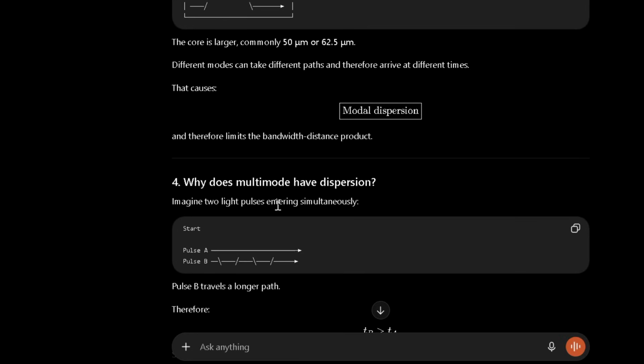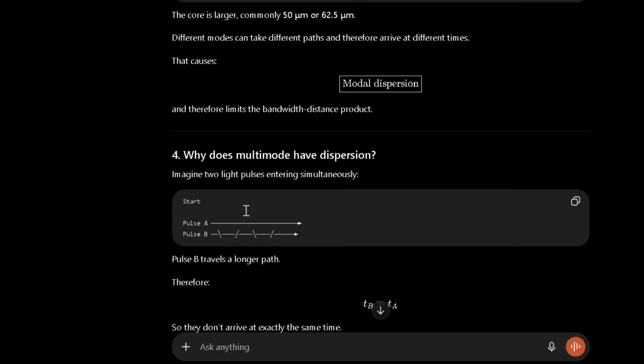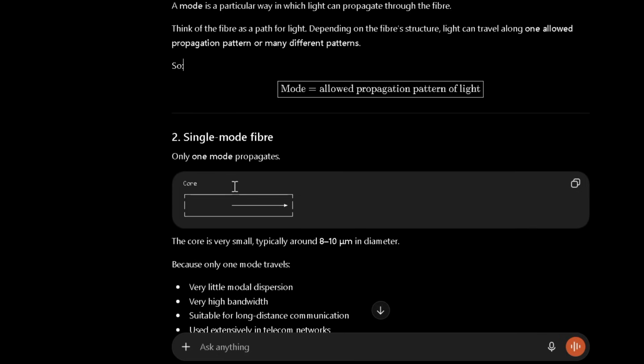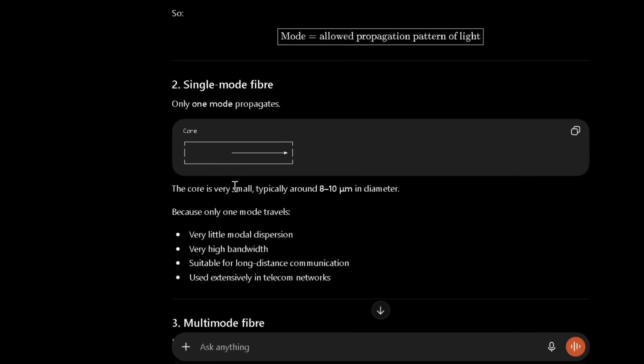Why does multimode have dispersion? Imagine two light pulses enter simultaneously. But first, let's understand what a single mode fiber is.